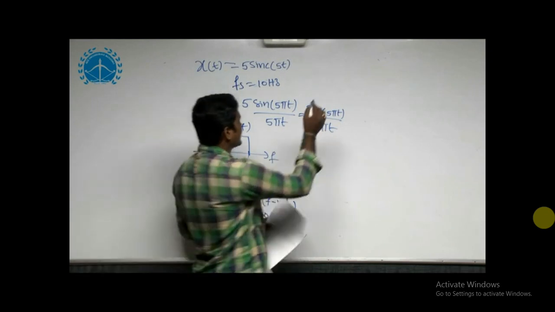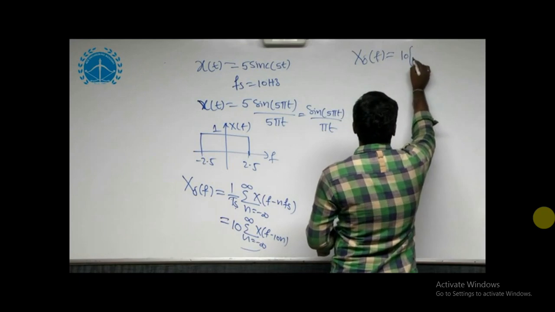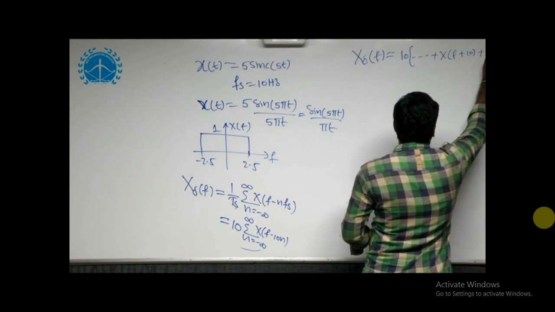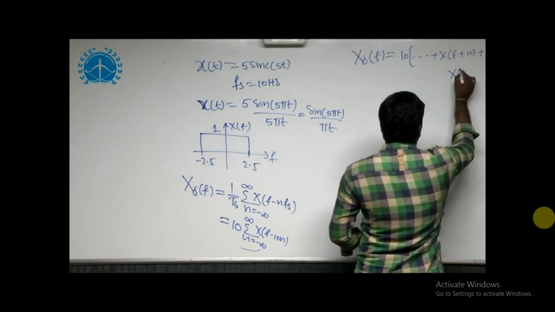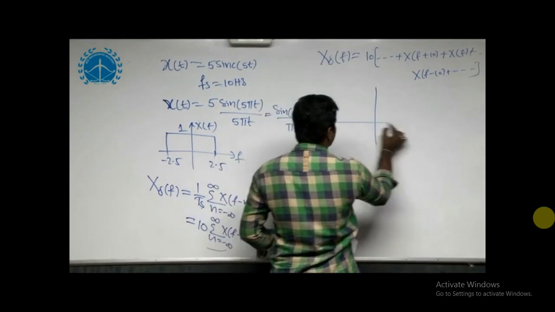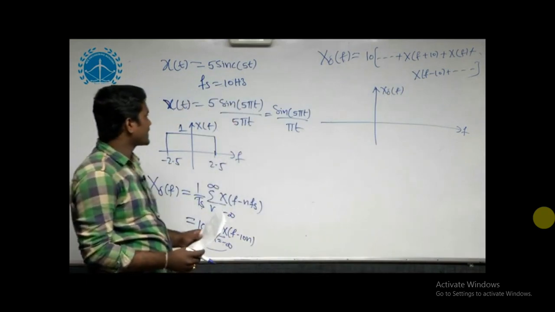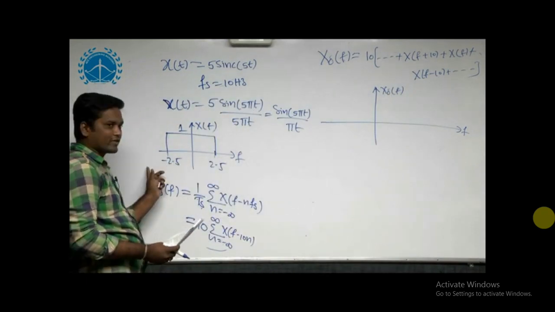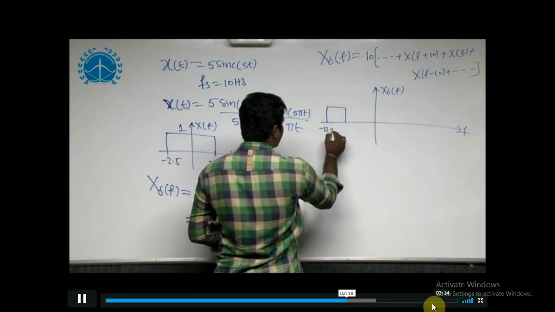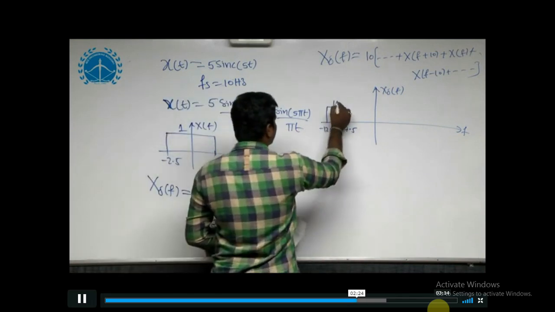Let us expand the signal. Then X_δ(f) equals 10 into, up to so on, plus capital X(f plus 10) plus capital X(f) plus capital X(f minus 10), plus up to so on. Let us try to draw the signal. See what is X(f plus 10)? f plus 10 is nothing but the signal shifted to the left side by 10 units. So the resultant signal spans minus 12.5 to minus 7.5 and the amplitude is multiplied by 10.